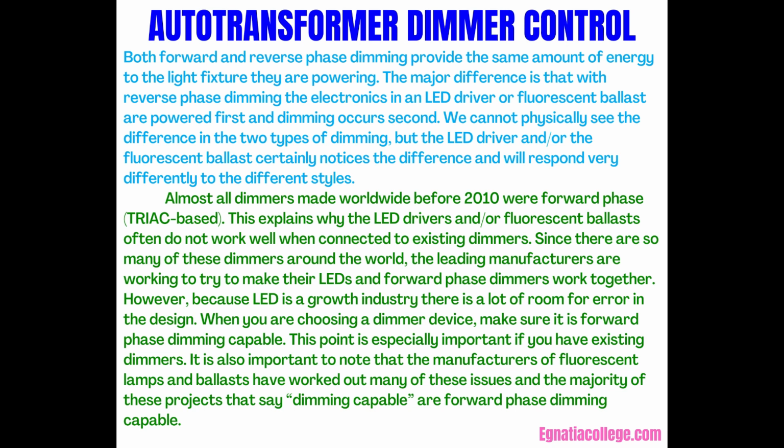When you are choosing a dimmer device, make sure it is forward phase dimming capable. This point is especially important if you have existing dimmers. It is also important to note that the manufacturers of fluorescent lamps and ballasts have worked out many of these issues, and the majority of these projects that say dimming capable are forward phase dimming capable.